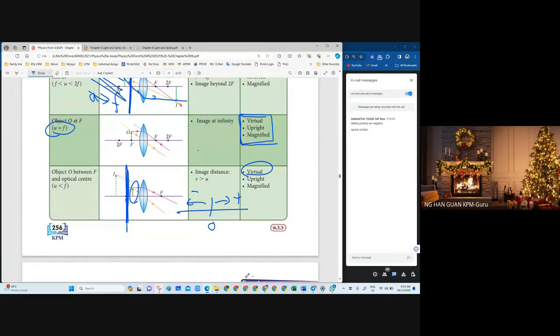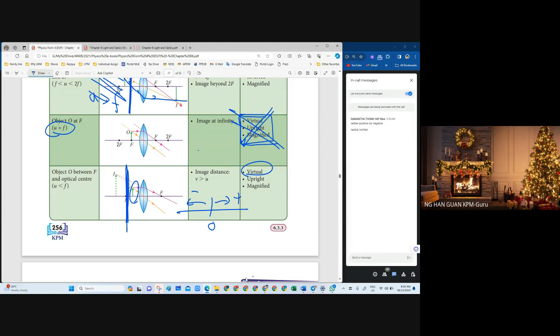It's just like what happens here. When the object is located before the F, more than F, it is real. After the F, it is virtual. When the object is located at F, the image is what? We don't know. We can only say image at infinity. You cannot comment whether it's virtual or real. It's just like what happens with zero. You cannot say zero is negative or positive, because zero is neutral. Right? So a similar thing happens here. Okay? So that's why I say that this one is wrong.